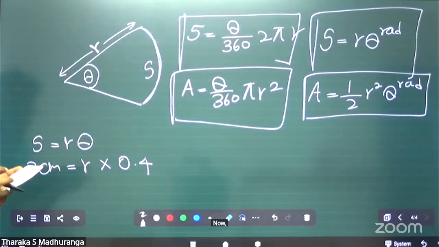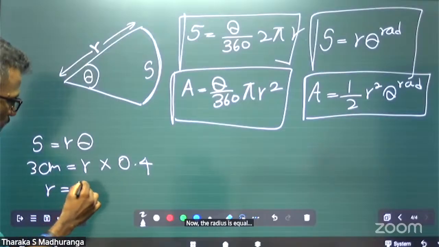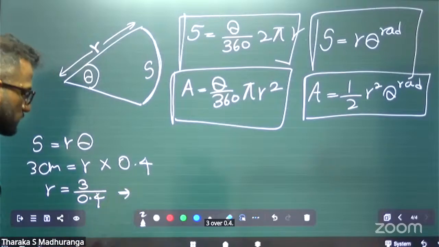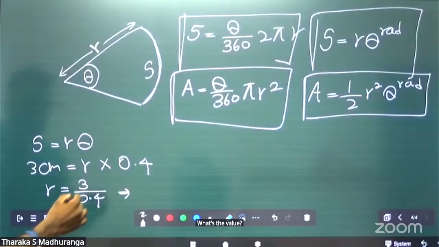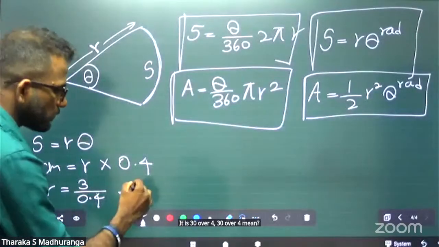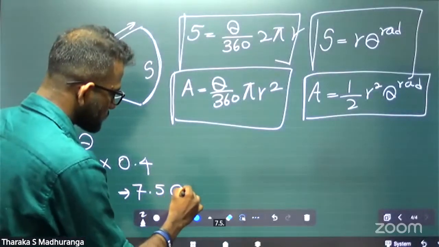Now the radius equals 3 over 0.4. What's the value? It is 30 over 4, which means 7.5 centimeter.